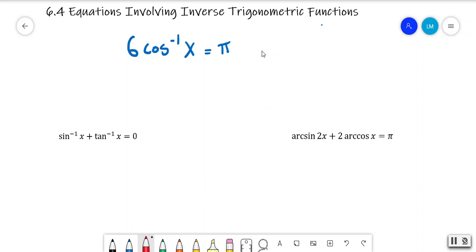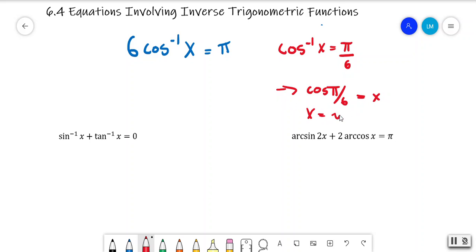Simply enough, if we isolate the cosine inverse function, we have cosine inverse of x equals pi divided by 6. If you take the cosine on both sides, you'll see that this gives you cosine of pi over 6 equals x, and furthermore that x equals root 3 over 2. So the only answer to that equation is x equals root 3 over 2.